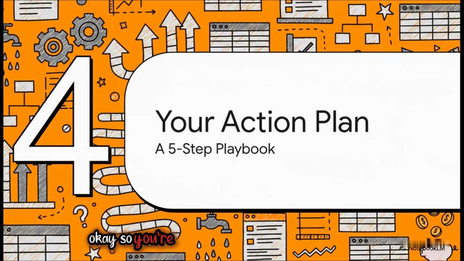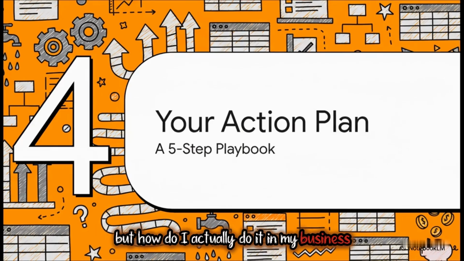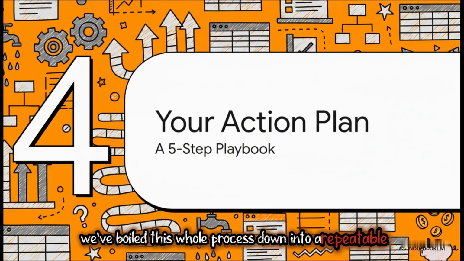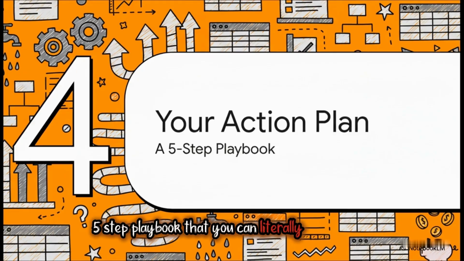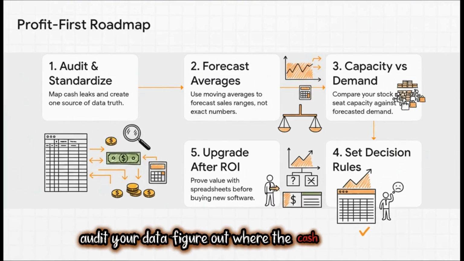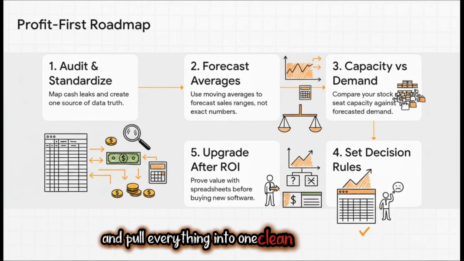Okay, so you're probably thinking, this sounds great, but how do I actually do it in my business? We've got you covered. We've boiled this whole process down into a repeatable, 5-step playbook that you can literally start using tomorrow. Well, here's your roadmap. It's 5 simple steps. First, audit your data. Figure out where the cash gets stuck and pull everything into one clean spreadsheet.